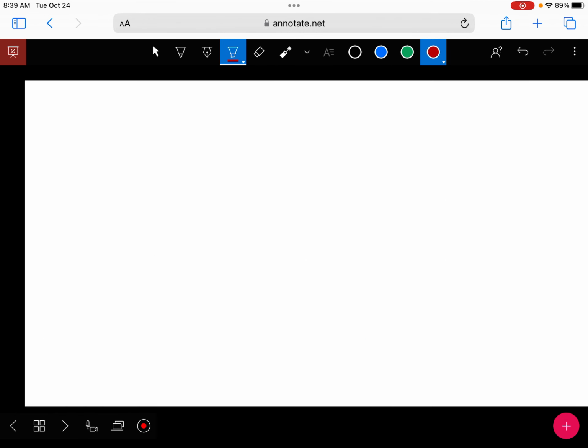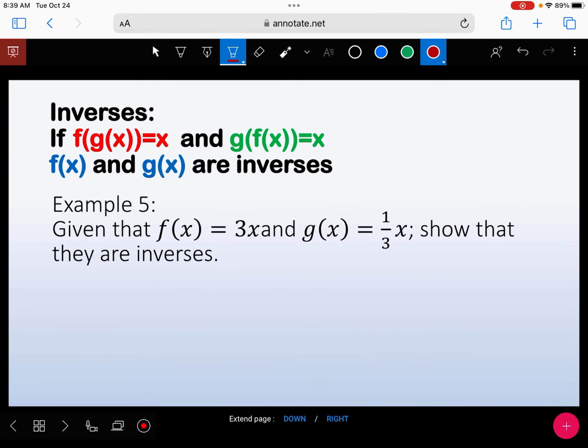All right, so when we look at this example here, we're going to verify that they're inverses. Again, if they're inverses, the compositions will give you x. So we don't need to do both compositions, we only need to do one. It doesn't matter if you do f of g or g of f. I'm going to do f of g, because if you get an x for f of g, then you're going to get an x for g of f.